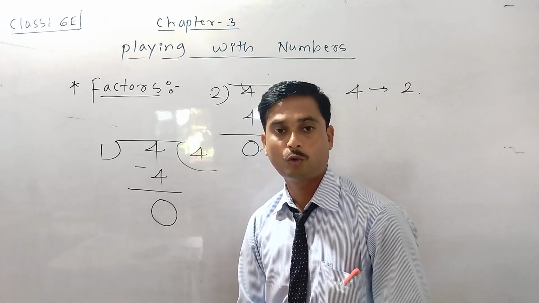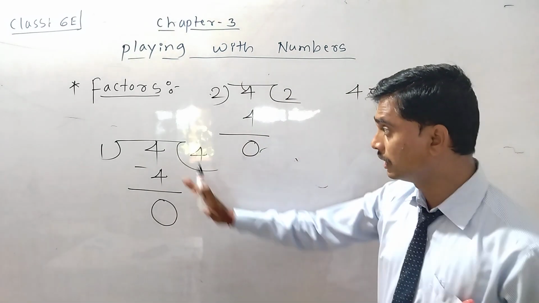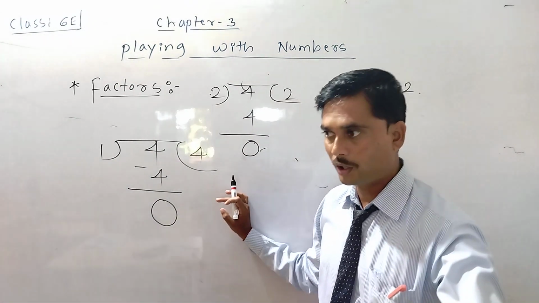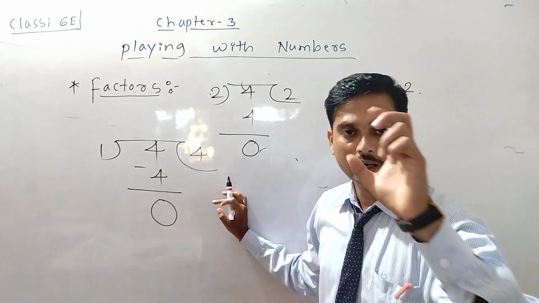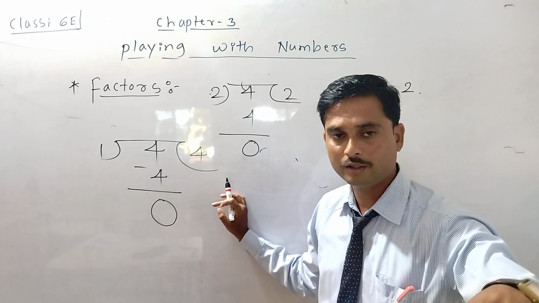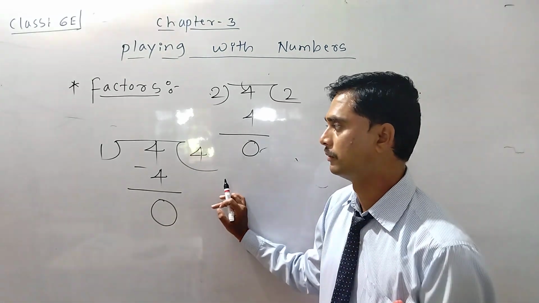Because it is a quick method. Subtraction is the longest method, but division is the fastest method. That's why we call division repeated subtraction. And what is multiplication? You know that already. Multiplication is repeated addition.